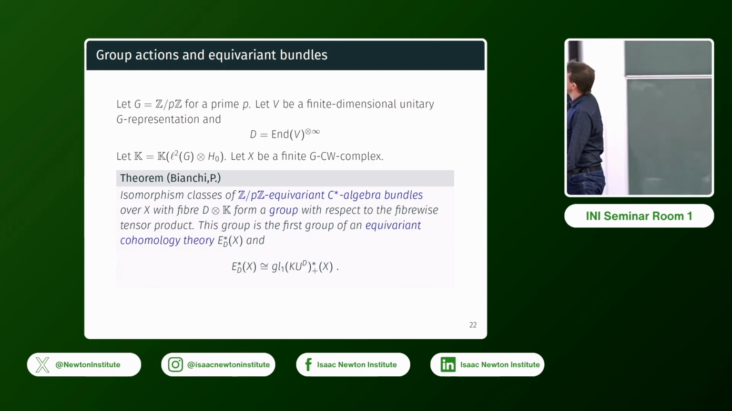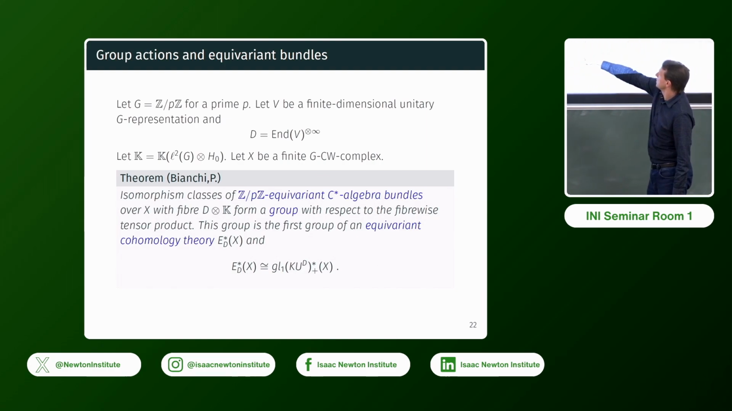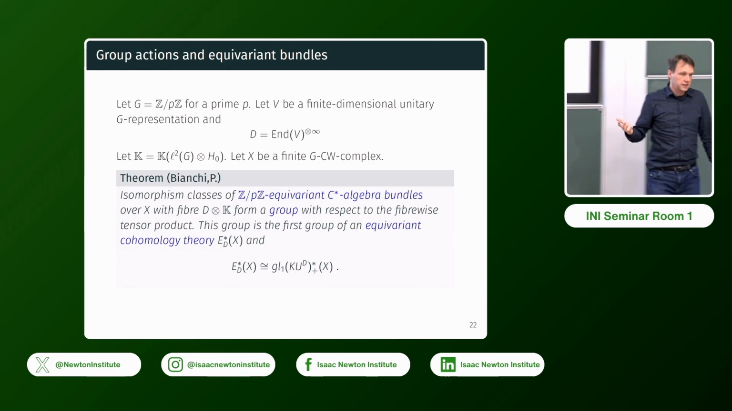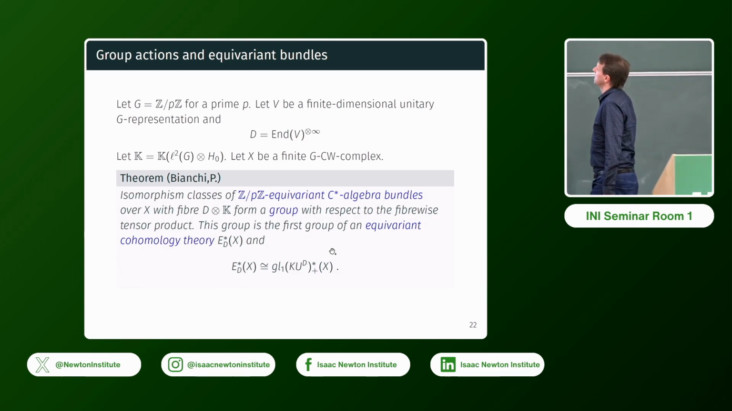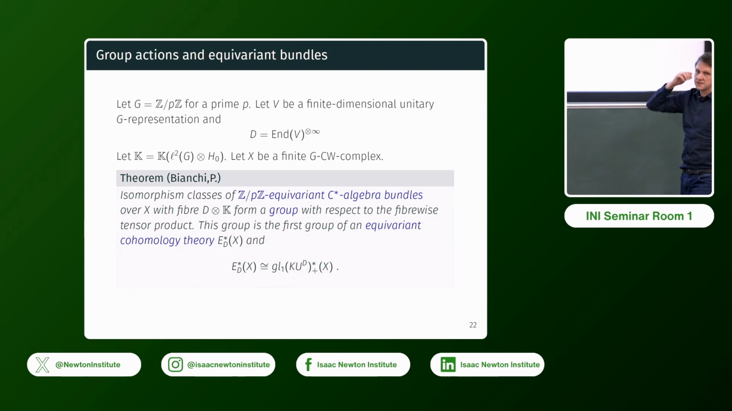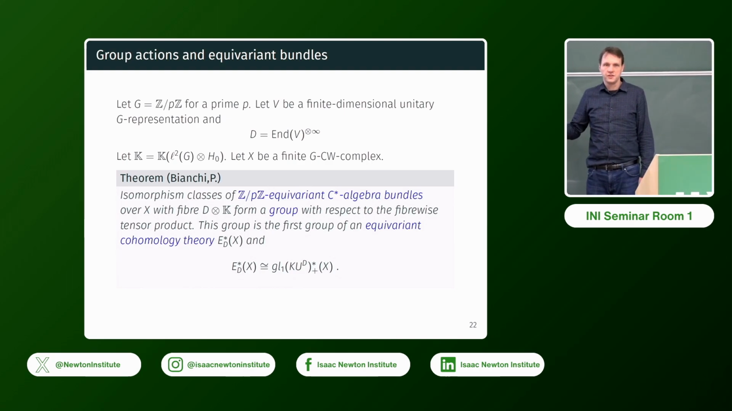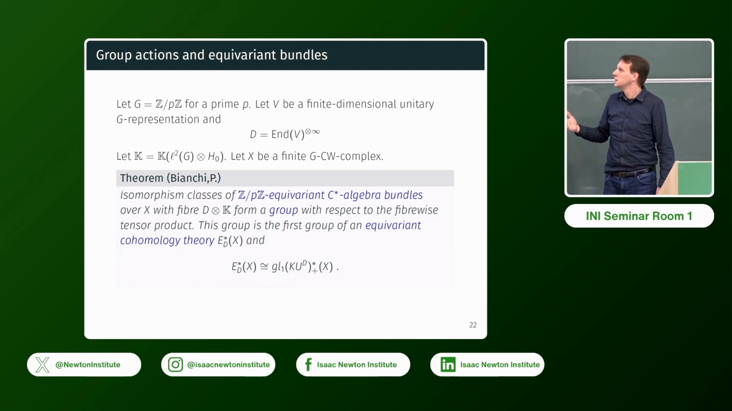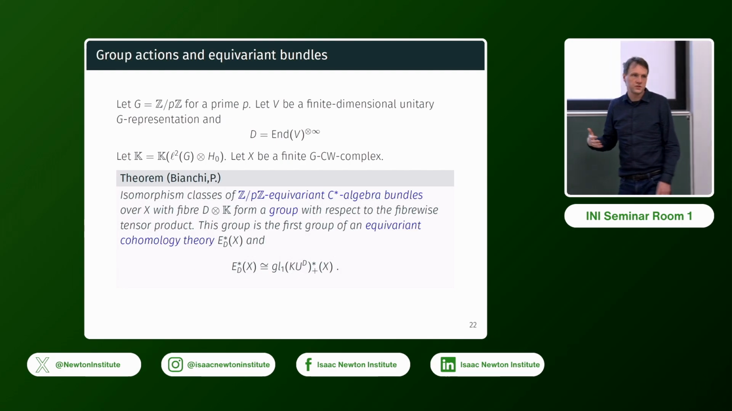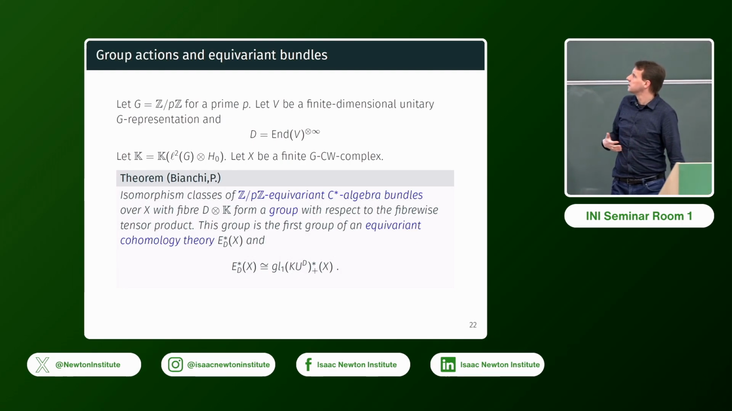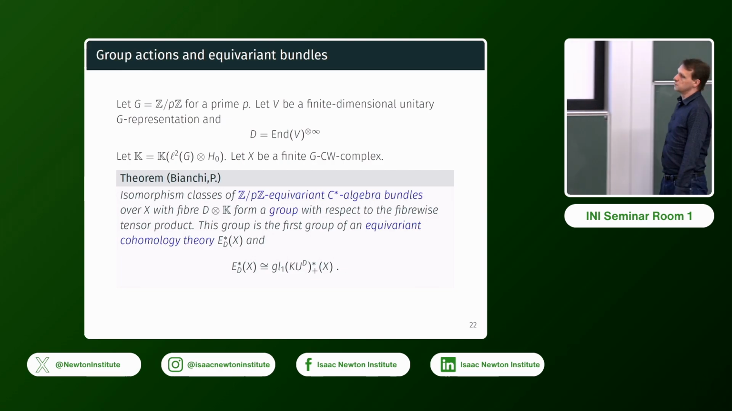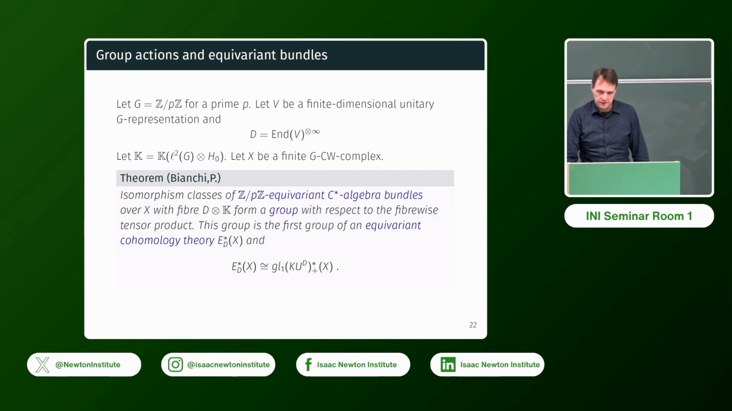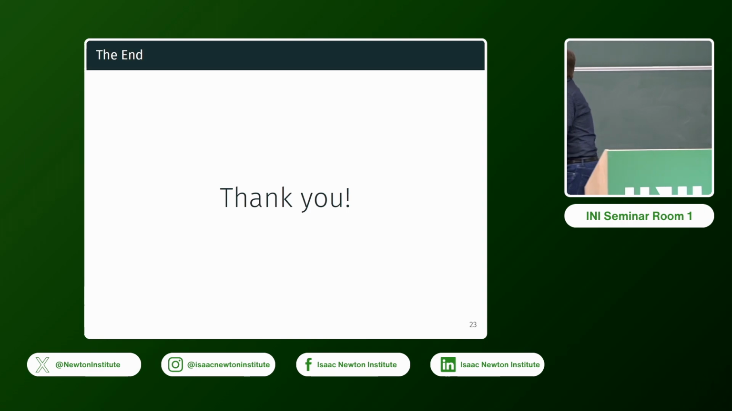And actually, this group is the first group of an equivariant cohomology theory. And again, we can identify this in terms of algebraic topology. And we've done this for Z mod pZ, but that was mostly because there everything is very concrete and we could compute everything on the nose. But we think that the approach that we have also works for much more general classes of groups and actions. And that's everything to say. So I finish here. Thank you.